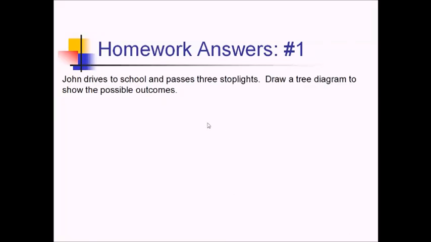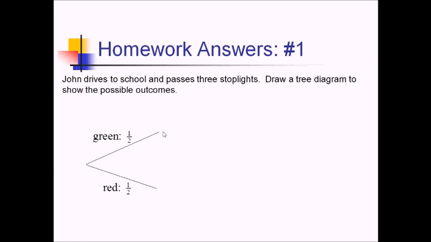For number 1, we have John driving to school and passing 3 stoplights. We want a tree diagram to show the possible outcomes. So assuming he has an equal chance of getting a green light or a red light, here are our possibilities. So we have one branch where he gets a green light and another branch where he gets a red light. And again, let's assume that we have 1/2 chance of each of these happening.